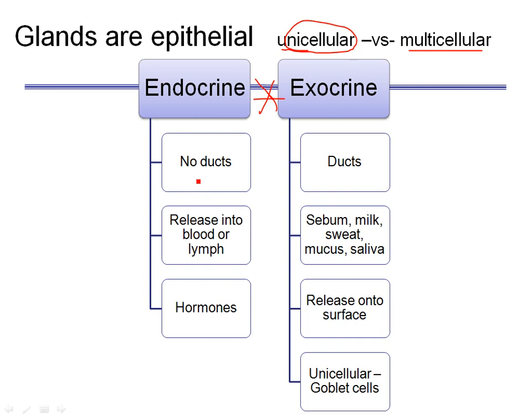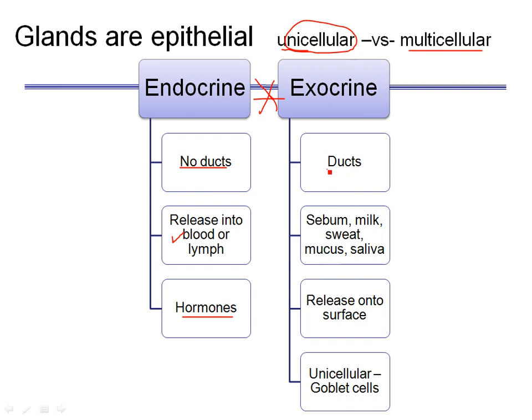Endocrine glands have no ducts, no tube to connect them to the surface of the body. So when they release, they have to release into the blood or the lymph, and their active ingredient then is circulated to the target cells. The active ingredients here we collectively call hormones. So these are the glands that secrete hormones.